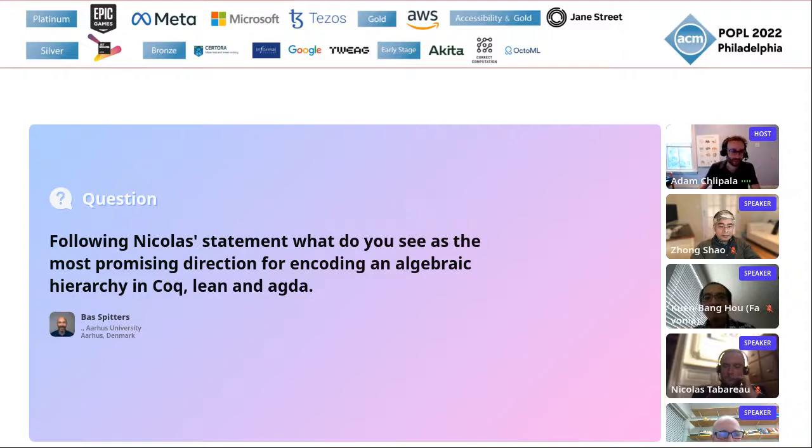So then let's take the second most upvoted question, which is now appearing on the stage. It's about promising directions for encoding algebraic hierarchies in, let's just generalize this to any proof assistant of your choice. Anyone have strong opinions here?